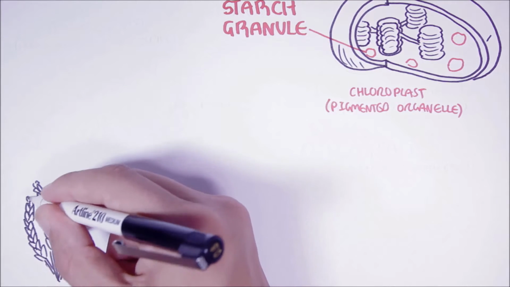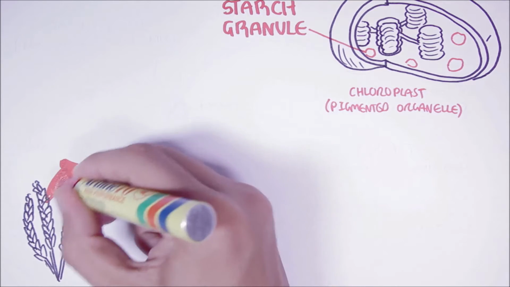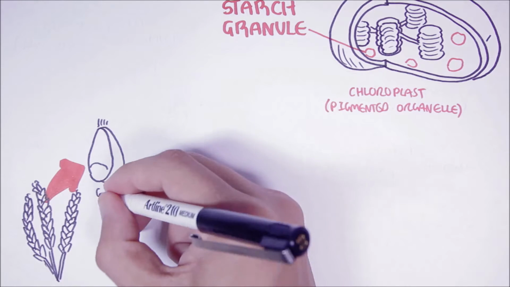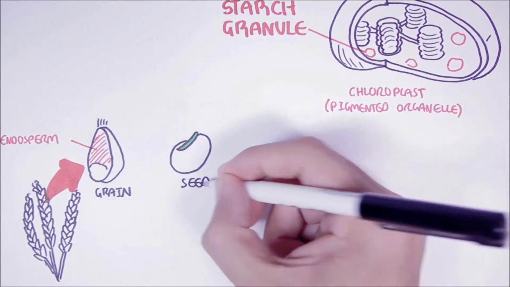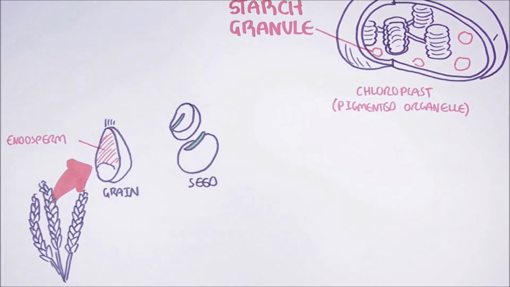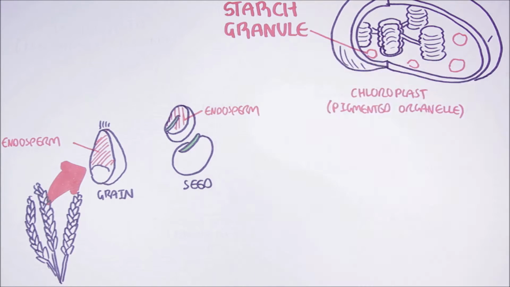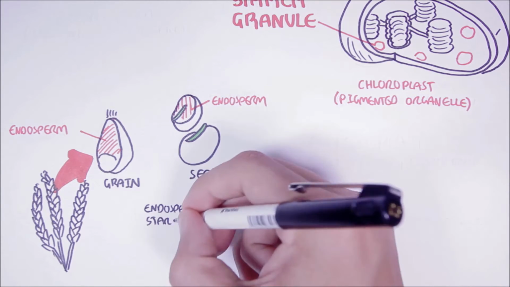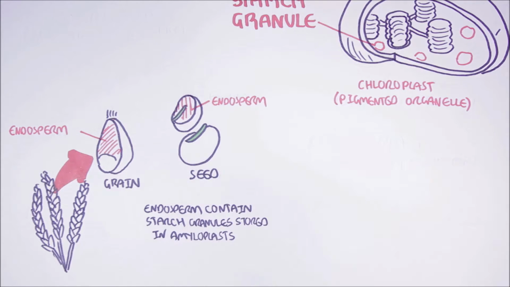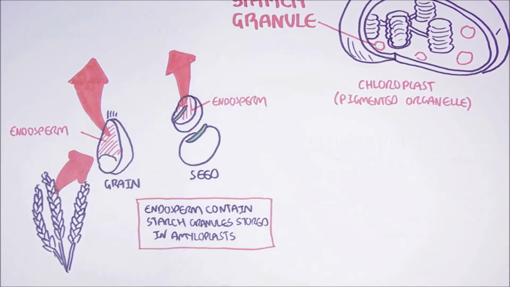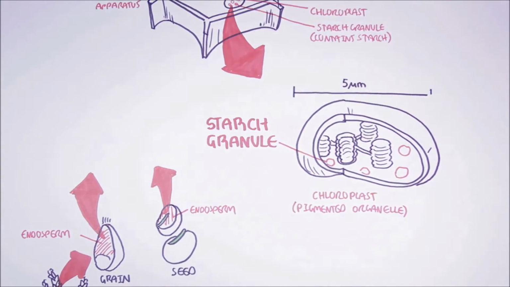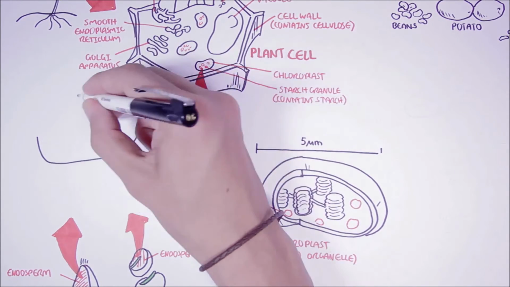A good example is by looking at wheat. Now, wheat contains grains. If we look inside a wheat grain, there is a region in it called an endosperm. The region endosperm is also found within seeds. Anyways, endosperm is the region that contains starch granules stored in amyloplasts. So essentially, amyloplasts are found within endosperms. So if we were to look into this endosperm area of the grain and the seed, we can find amyloplasts.